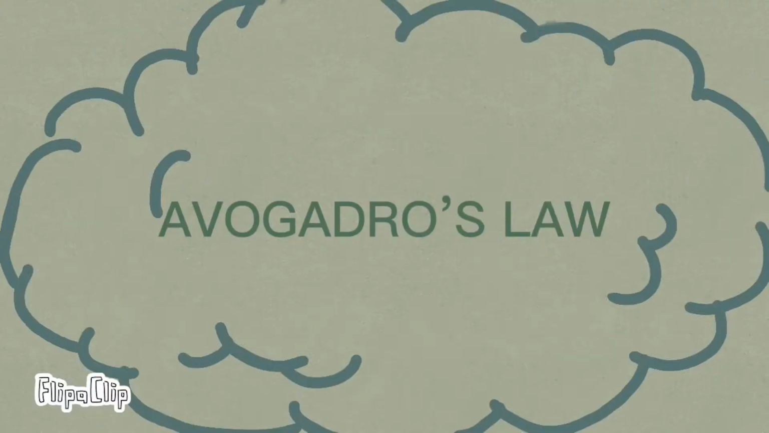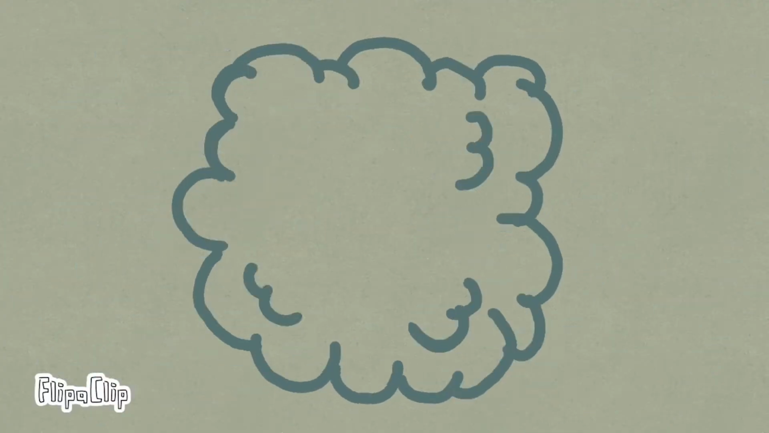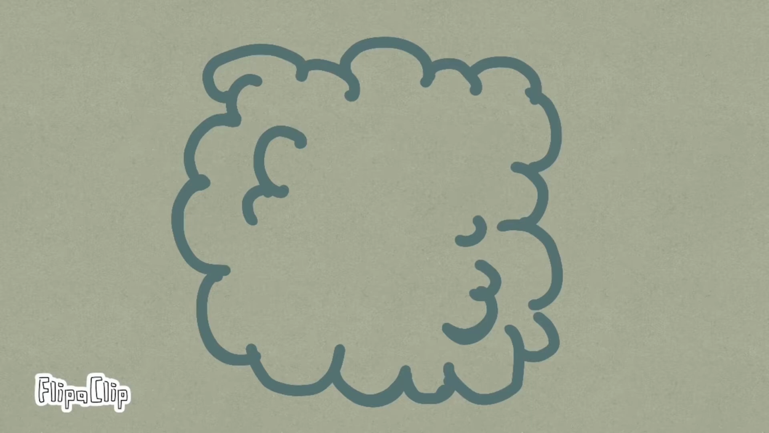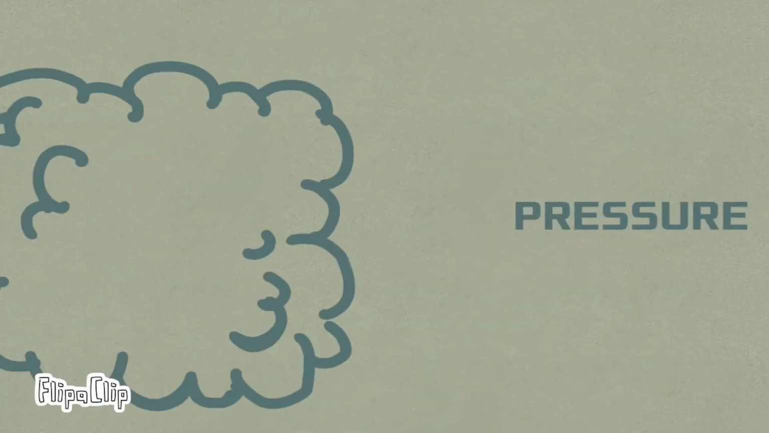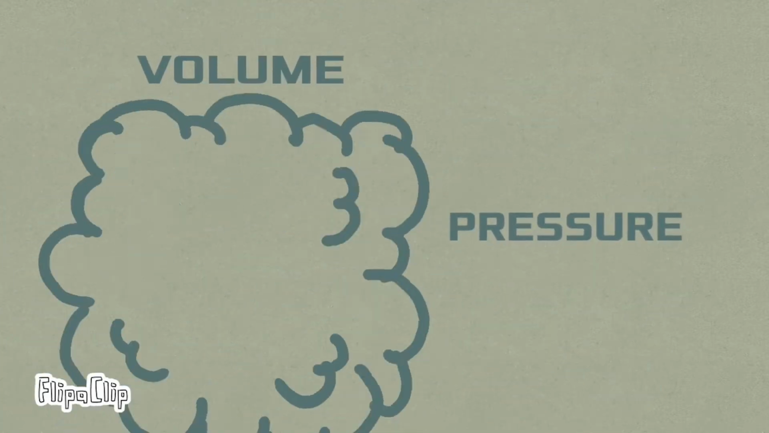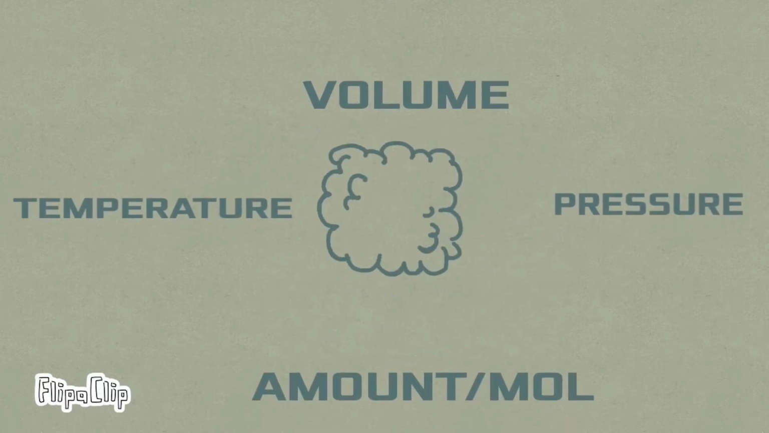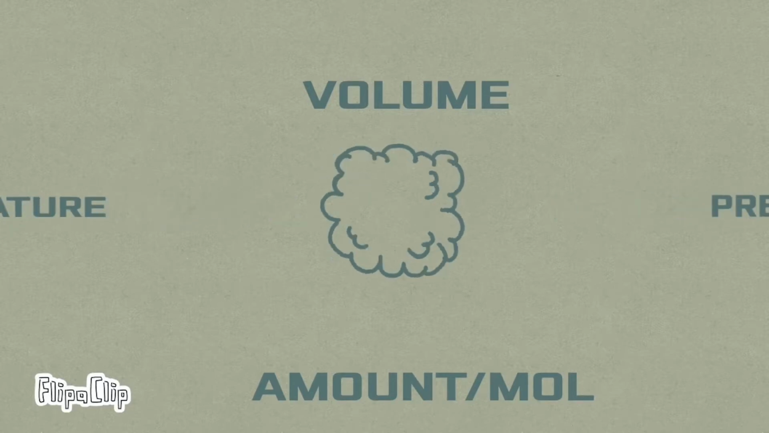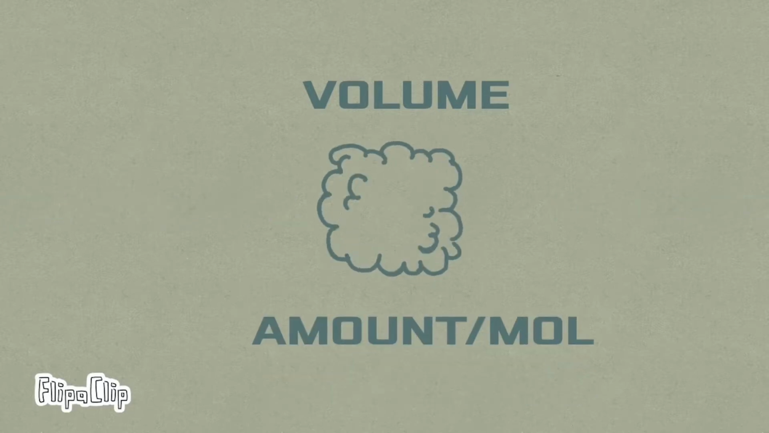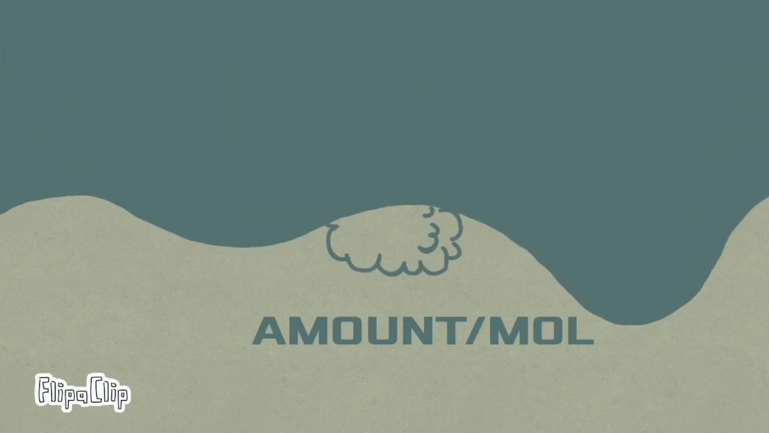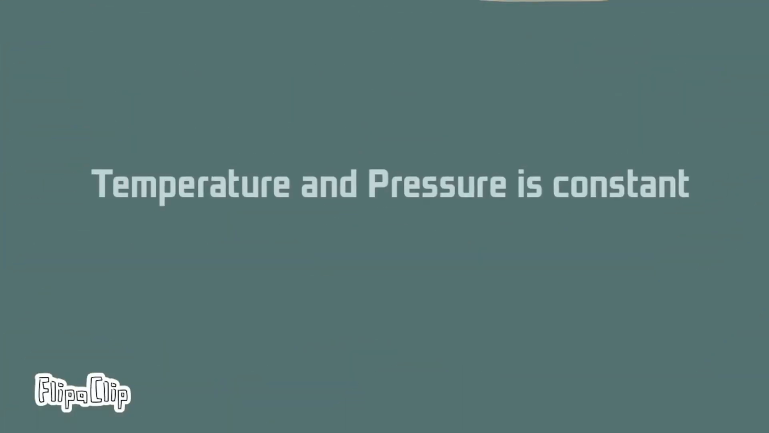In today's lesson, we are going to talk about Avogadro's law. So, what is this law? In a gas, its physical behavior is described by these four variables, namely pressure, volume, temperature, and amount or mole. In Avogadro's law, it is only concerned about the relationship between the volume and the amount of gas. This condition is true when temperature and pressure are constant.